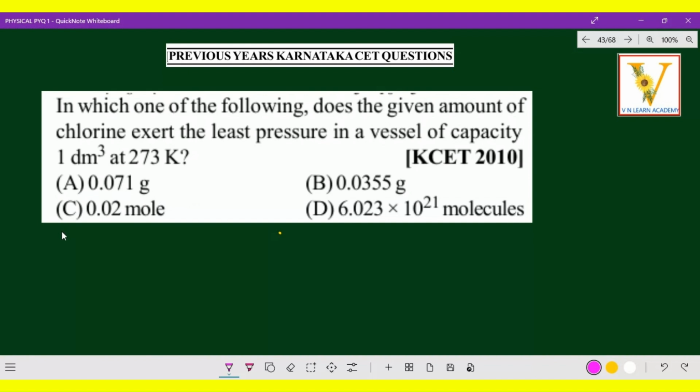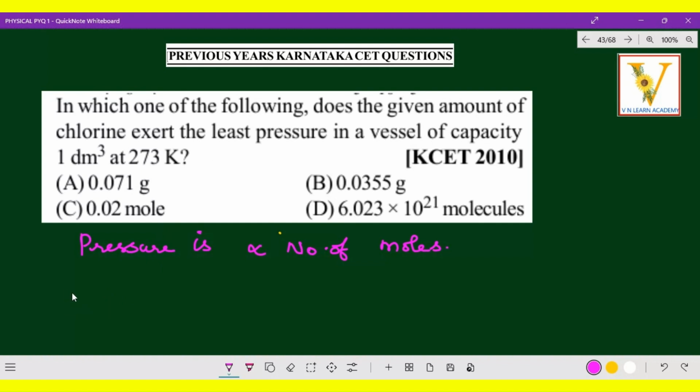Right, now here in this, the main point I wanted to mention, pressure is directly proportional to the number of moles. Right. Come on, let us check each and every point. Molecular mass of chlorine. So they are asking about chlorine exerts, right? Here, amount of chlorine exerts the least pressure. So definitely we have to find out the number of moles.